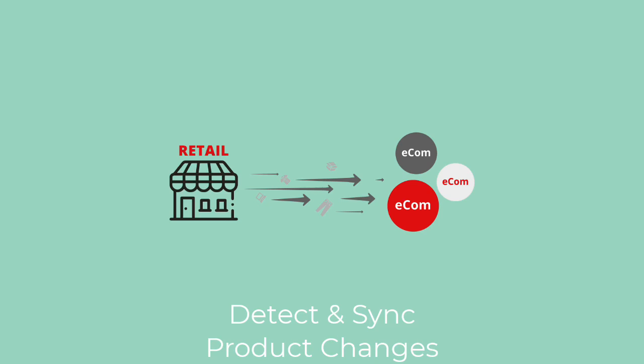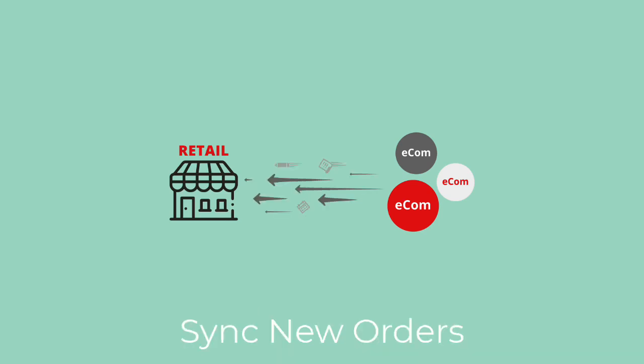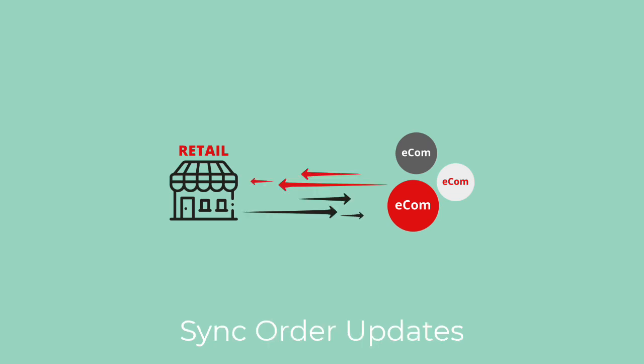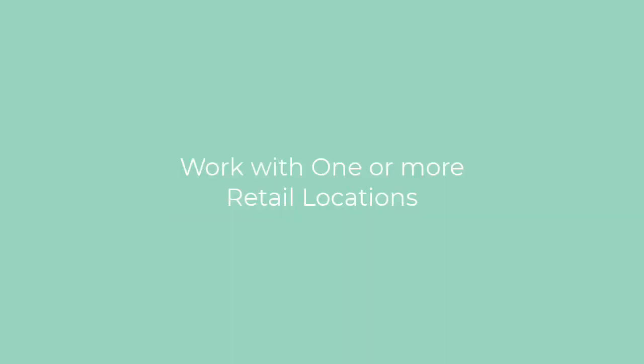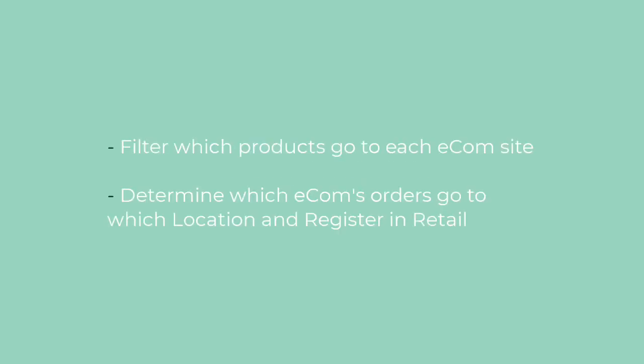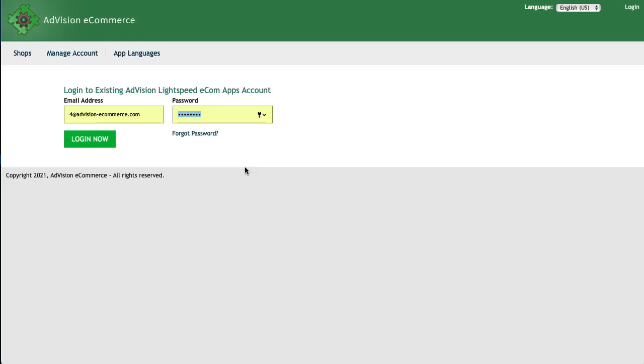to eCom, automatically importing new eCom orders into retail, detecting and syncing certain order changes from eCom to retail, and from retail to eCom. The bridge can work with multiple locations in your retail account or only a single location. It can filter which products go to each eCom and determine which eCom orders should go to which location and register within retail. Let's take a look at what you'll have access to via the Bridge admin interface.